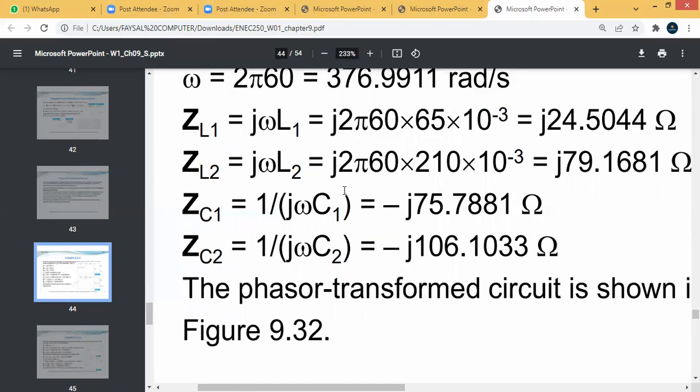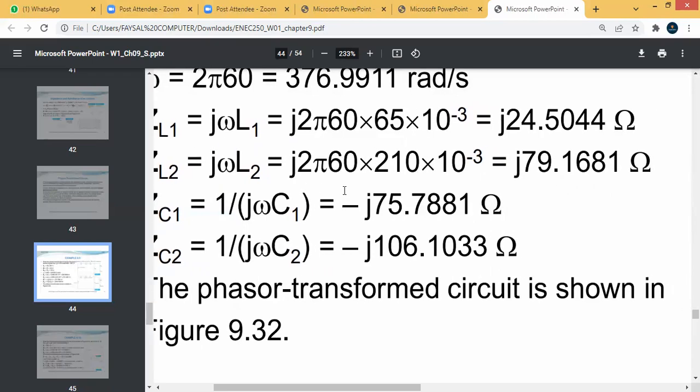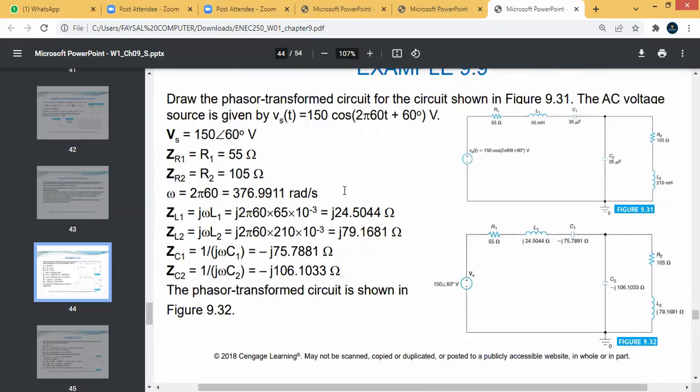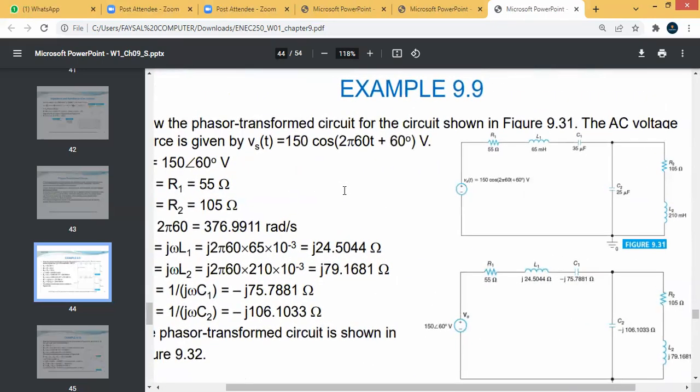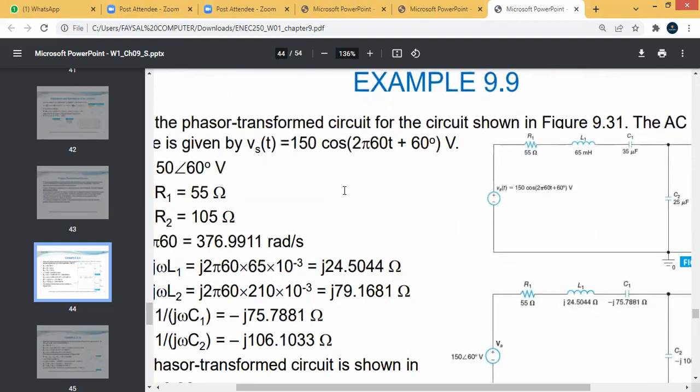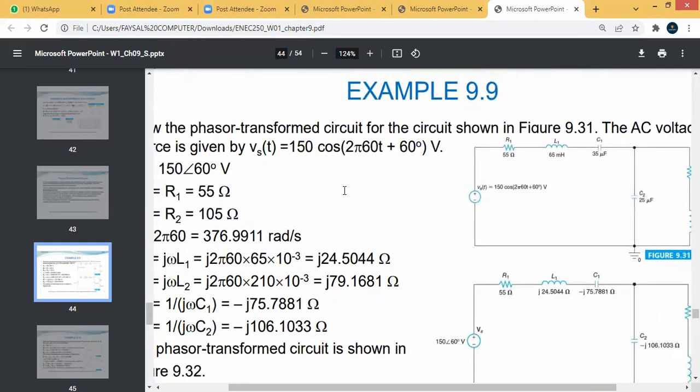As we know, for a capacitor the impedance is 1 over j omega C1. Just give me 1 second. So, sir, we just transform the circuit from normal to phasor. Yes, definitely, you are right. So then it will be 1 upon j omega C1.